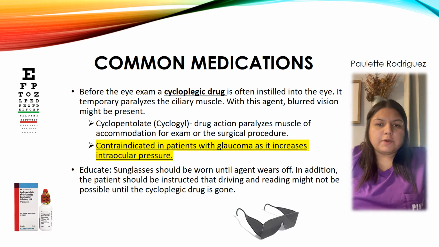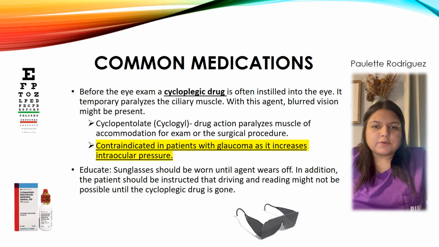Hello, my name is Paulette Rodriguez. Some common medications that are going to be given are called cycloplegic drugs. What these drugs do is paralyze the ciliary muscle in the eye. One of the common medications that are given is cyclopentolate, and again, the drug action is to paralyze the eye muscle. This medication is contraindicated in patients that have glaucoma because of the increased intraocular pressure.